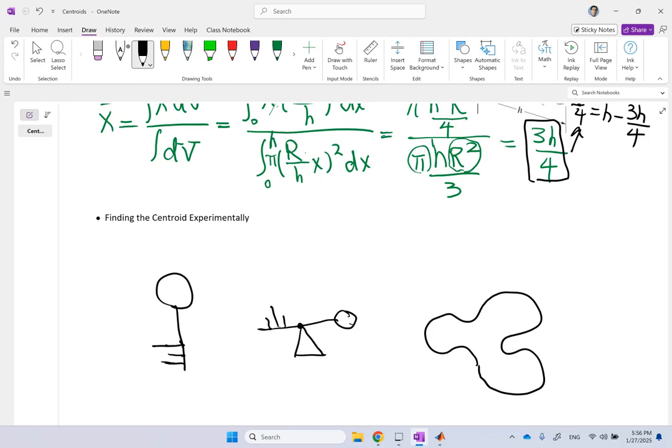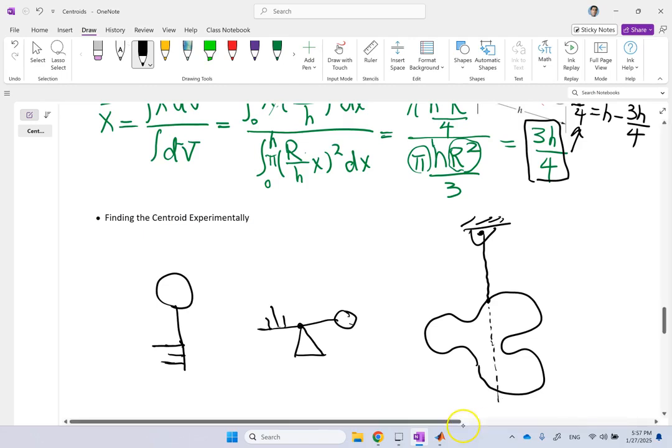What I can do is hang it from 3 points. First I pick any point on the boundary, doesn't matter, and then I hang it from somewhere and let it finally become stable, let it stop all the tilting and all the oscillations. When it goes stable and doesn't tilt and doesn't oscillate anymore, I know that the centroid should be right below this line of this rope or chain.